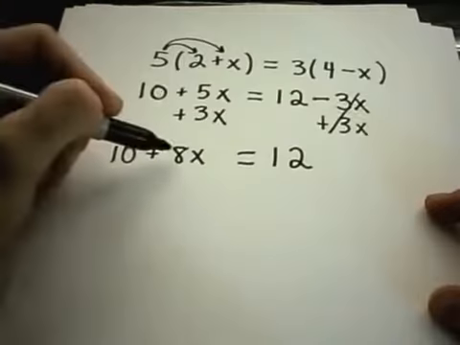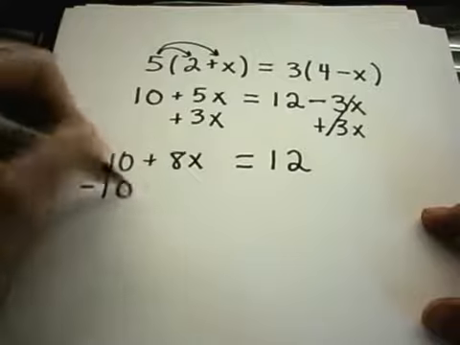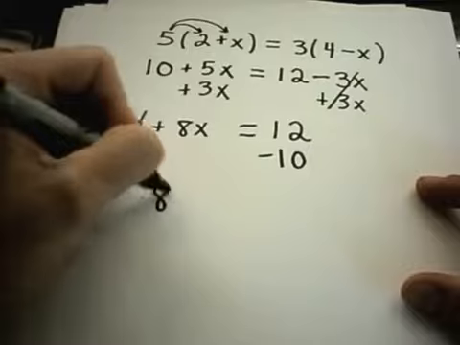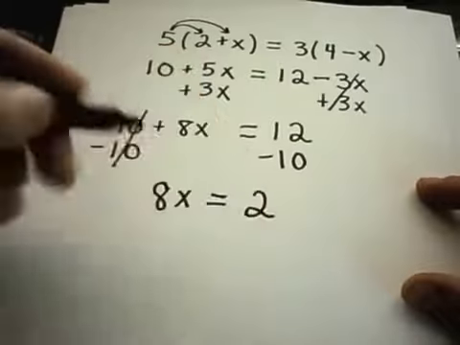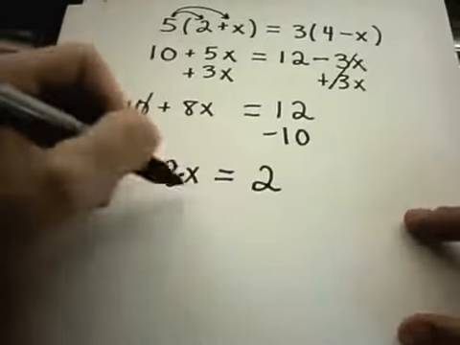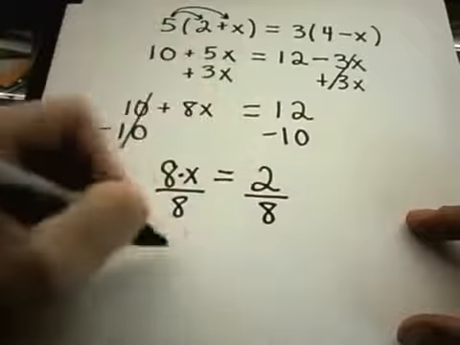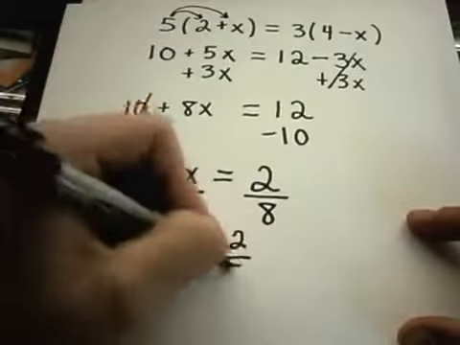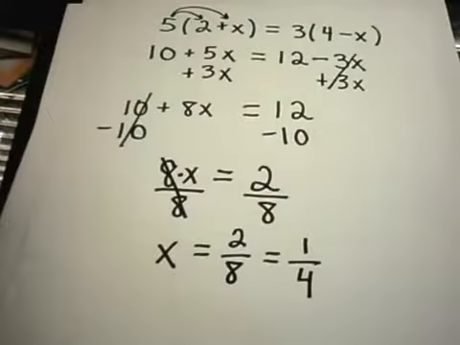And again, my goal is to get x by itself. Well, there's a plus 10 hanging out. I'll subtract 10 from both sides. The 10's again cancel out. I'm left with 8x equals 12 minus 10, which is 2. And again, now I'm multiplying by 8. To undo multiplication, I'll simply do division. So I divide by 8 on both sides. I'll get x equals 2 over 8, which I can reduce down to 1 over 4. And that will be my solution in this problem.